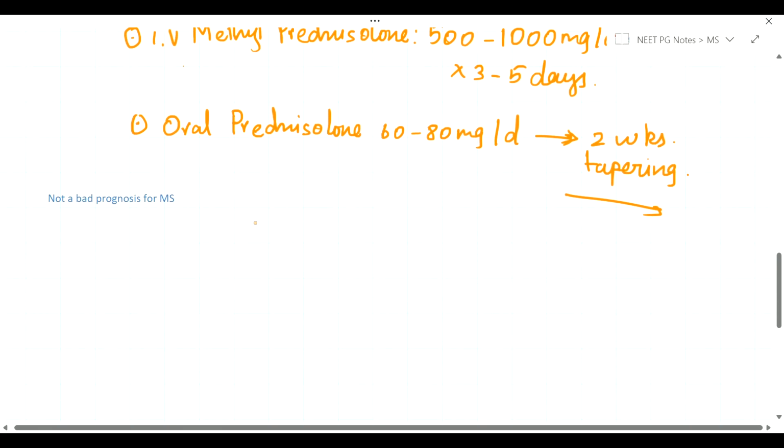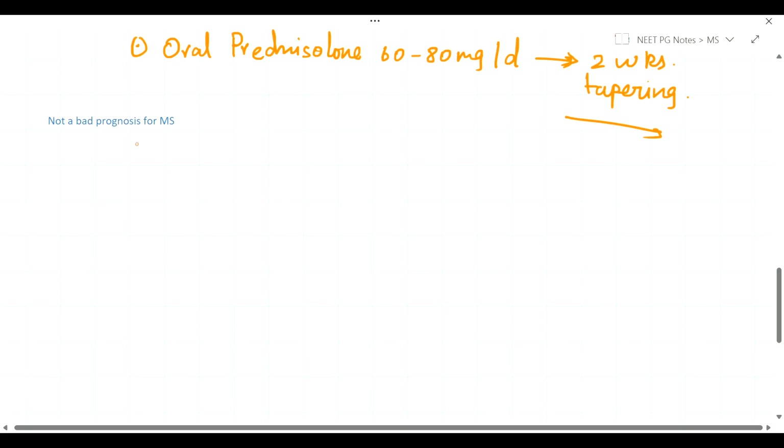After that, we would also have an important point here. In this, what is not a bad prognosis for MS? They will ask you, what is not a bad prognosis for multiple sclerosis? We may actually get confused here, right? Sometimes the patient will be presenting to us with optic neuritis. What is it? Optic neuritis. So we would obviously think that it is a bad prognosis, but it is not. So when the patient is presenting to us with optic neuritis, it is actually a good prognosis.